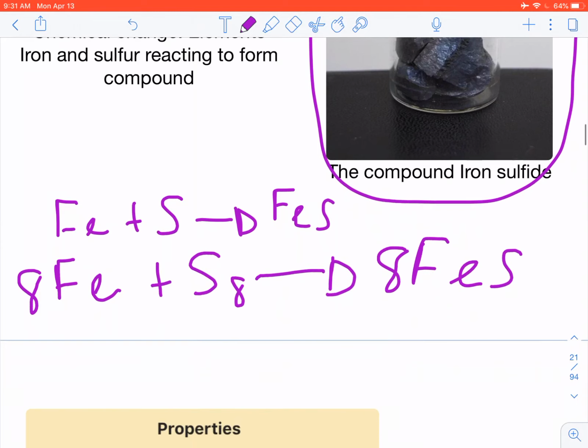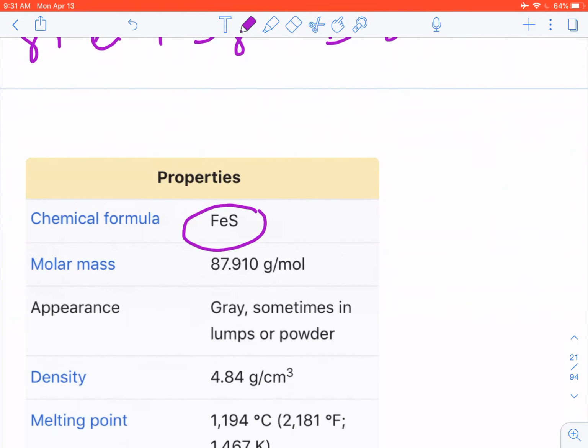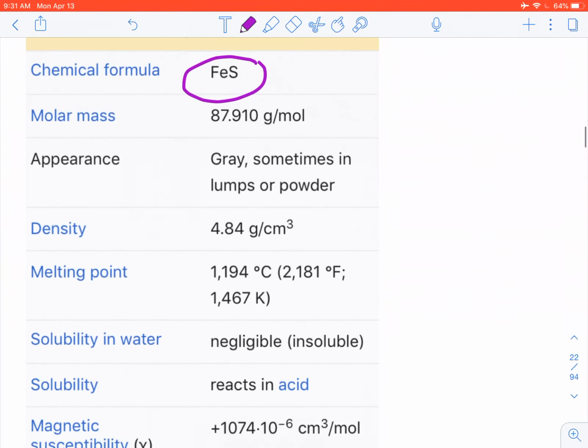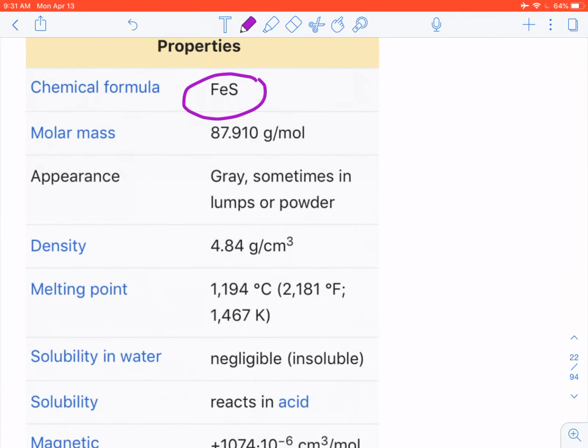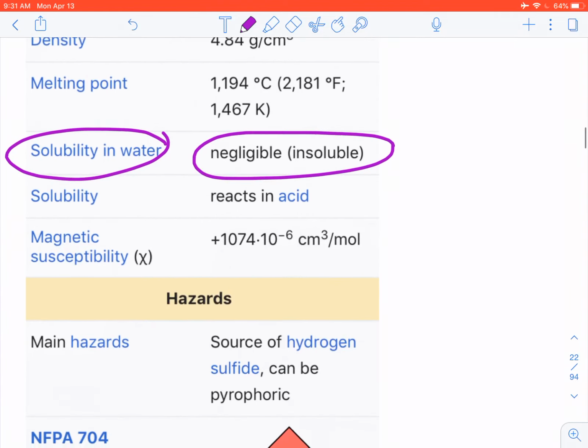Now let's look at the properties of iron sulfide here. Let's see, density, it says it's gray lumps. Solubility in water. Now FeS is an ionic substance, but it's insoluble in water. Most ionic substances are soluble in water, but iron sulfide is not. But it is soluble in acids.